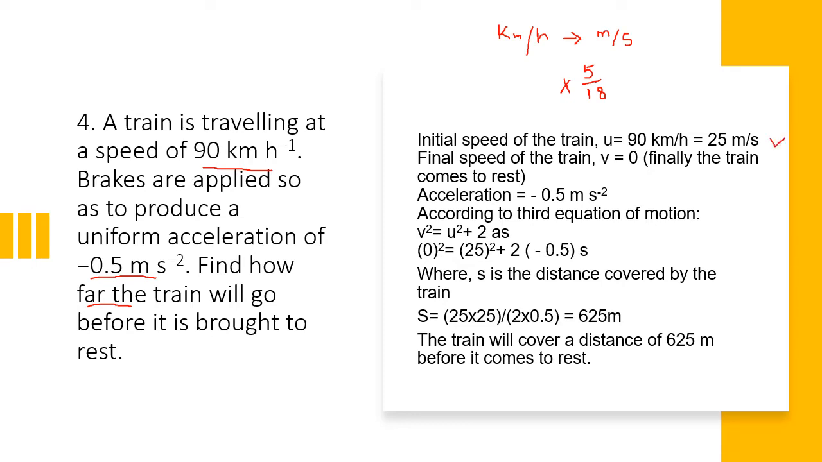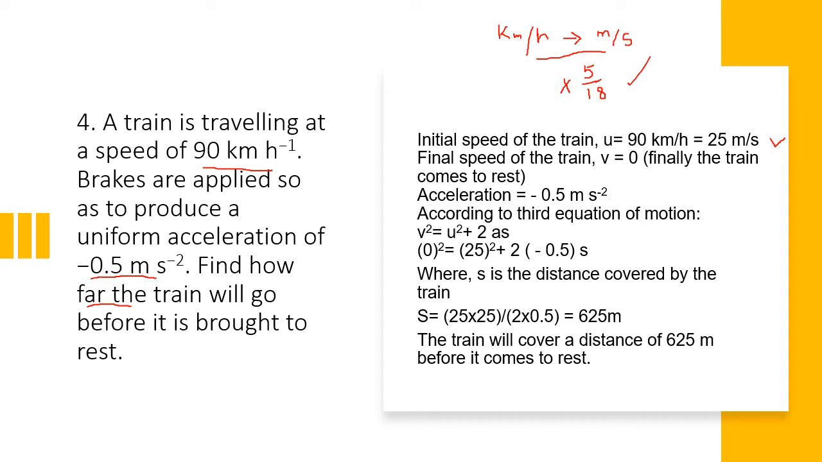We need to convert kilometer per hour to meter per second. Why? Acceleration is given in terms of meter per second squared. So you have to convert kilometer per hour to meter per second, right? So this is the formula to convert kilometer per hour to meter per second. You should multiply by 5 by 18. This I told you in the first video itself, right?